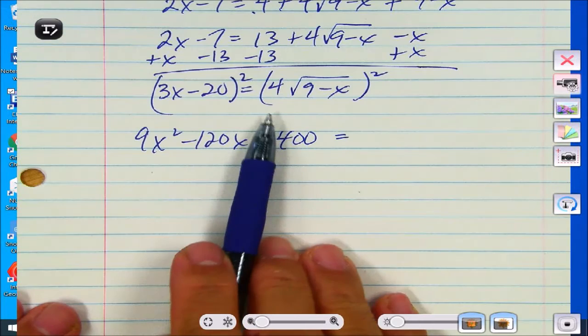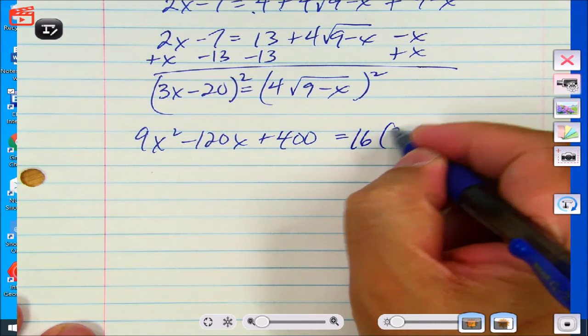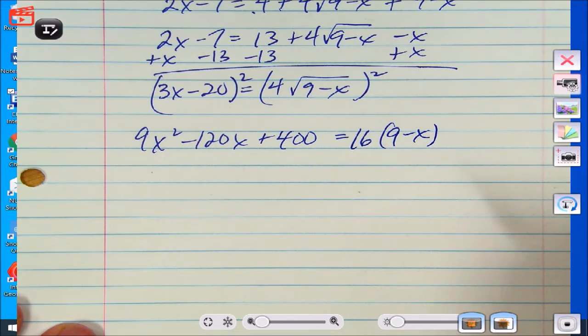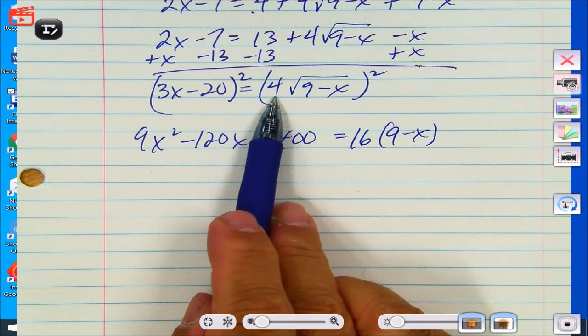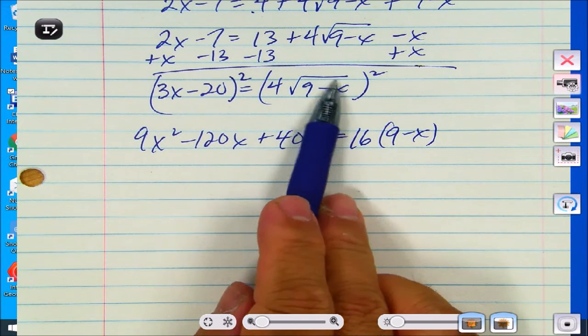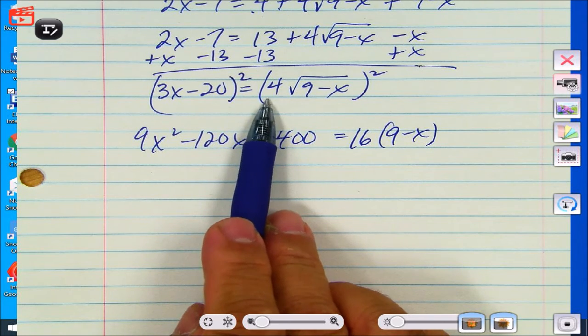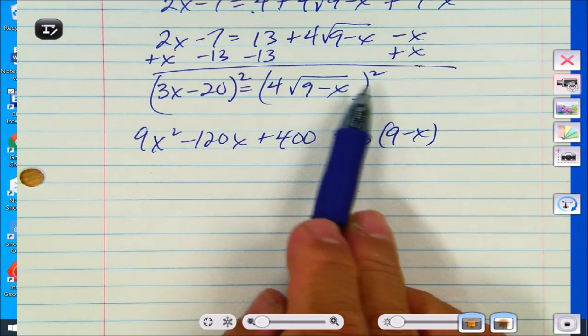I am now squaring the 4. 16, and then you square the square root of 9 minus x, and the square root just goes away. That's just 16 times 9 minus x. Why didn't it double that time? I only double the one that's not in the square root. I squared the 4, and I'm squaring the square root. When I square the square root, only the square root goes away. Nothing else happens.